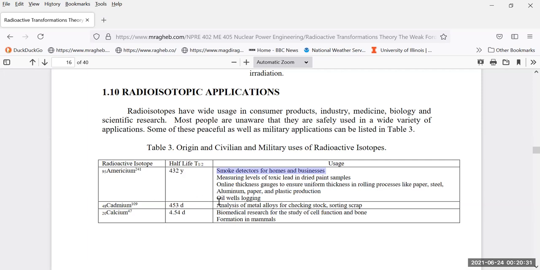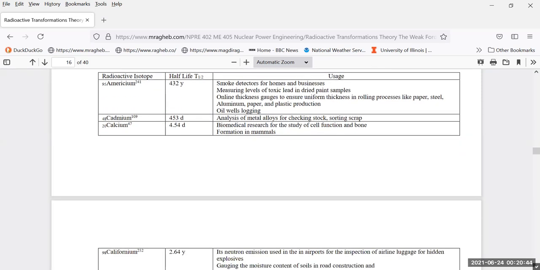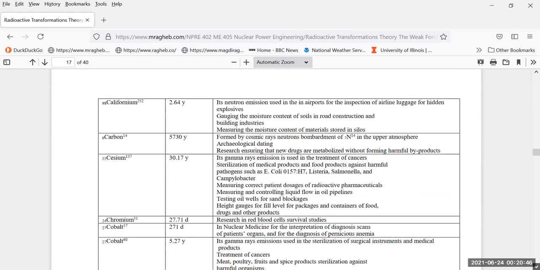If you work in the oil industry, americium-241 is used in the logging of oil wells to determine whether it is a hydrocarbon in a given formation or not. Let me go over some of the more prominent applications. You can read about the others yourselves.